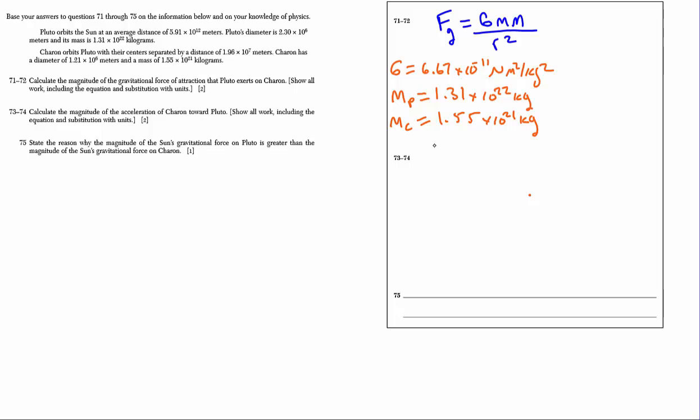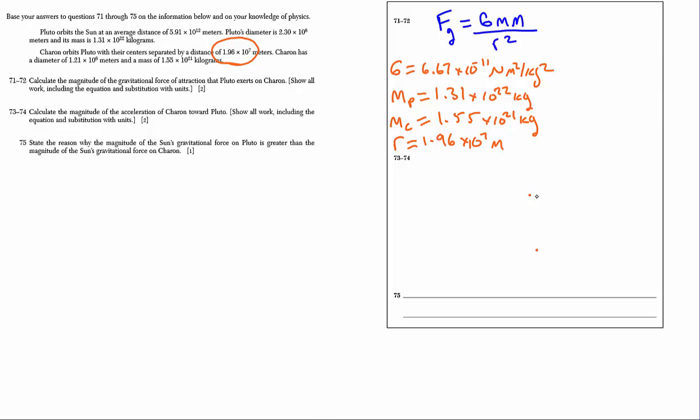And finally, we're going to need to know the distance between the two, because that's what pulls them together. And it shows you here, Charon orbits Pluto with their centers separated by a distance of 1.96 by 10 to the 7 meters. That's the distance we're looking for. That's our R value. 1.96 times 10 to the 7 meters.